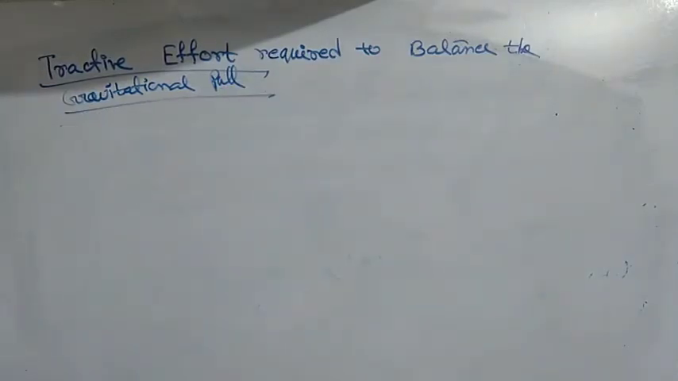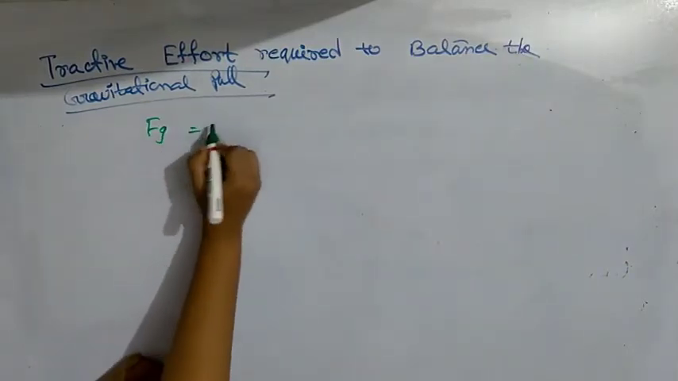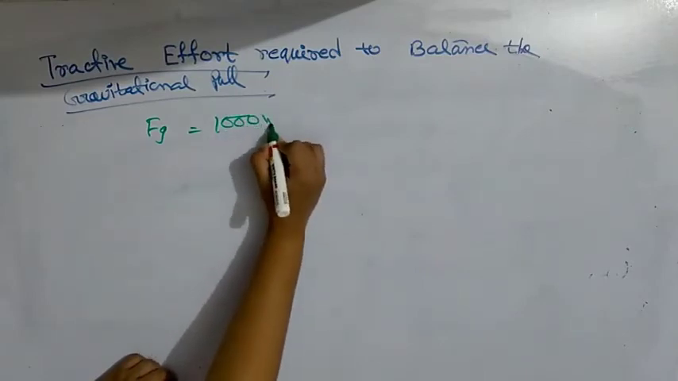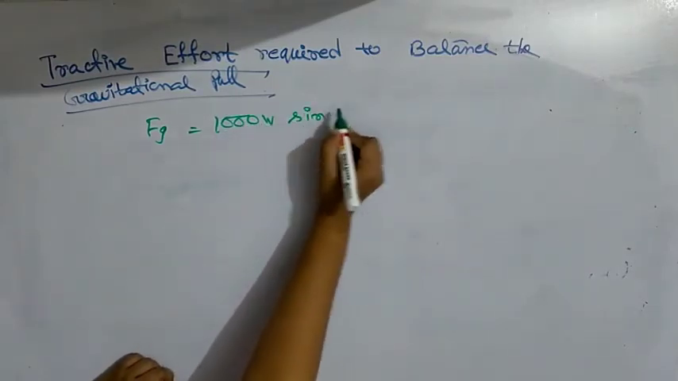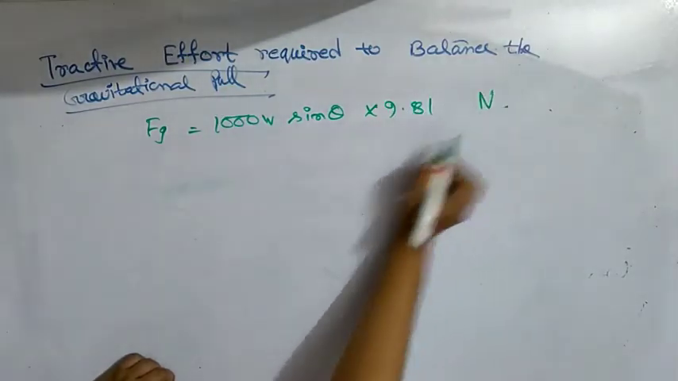Now, when the train is on an up gradient, the gravity component of the dead weight of the train parallel to the track, W sin theta, will be responsible for the train to come down. In order to prevent this, tractive effort has to be applied in the upwards direction, whose magnitude is given by Fg equals 1000 W sin theta into 9.81 newtons.